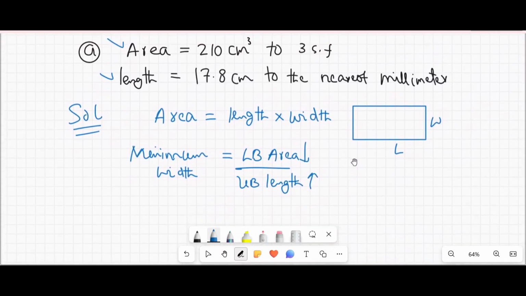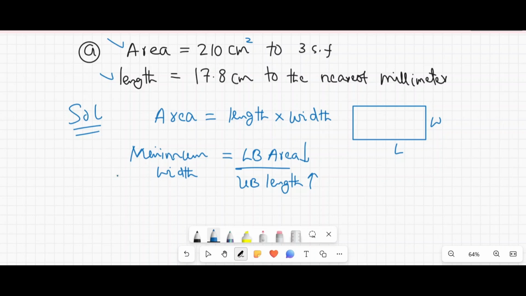Now one thing should be clear is that you have to find the area, no? This says area is equal to 210 centimeter cube. Oh, sorry, it should not be a cube but square. Let me correct it. Now it's correct. So first of all, it says area to three significant figures. So this is the first significant figure, this is second, this is third.